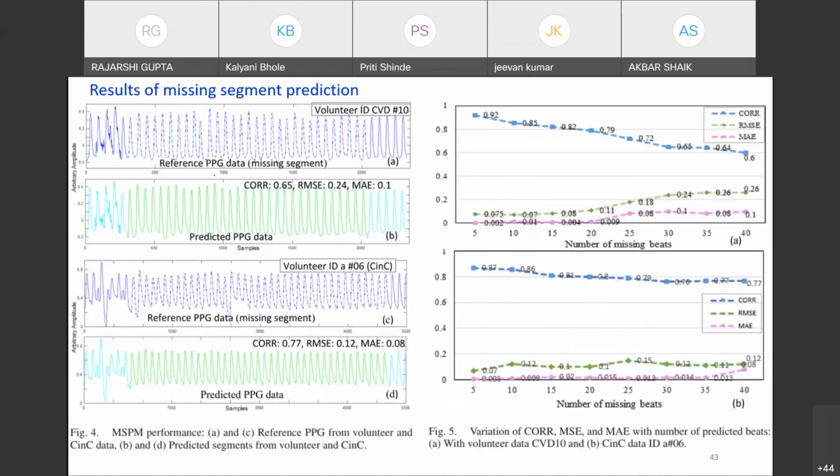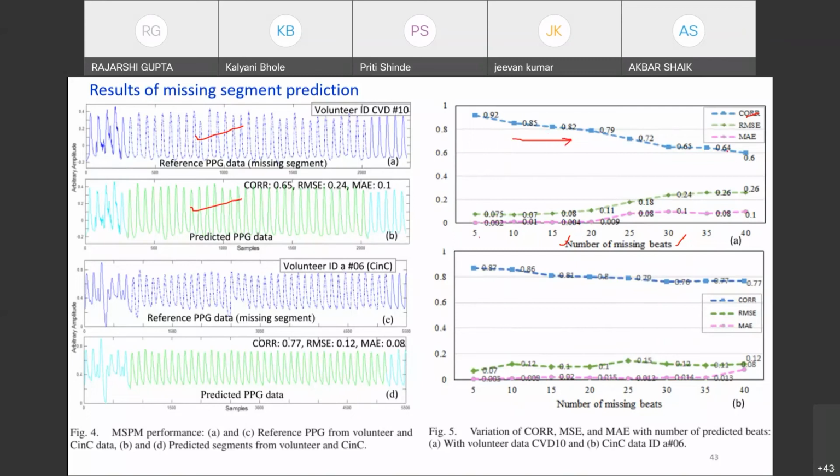So here I am showing, as the number of missing bits in the top chart increases, like 5, 10, 15, 20, you can see the correlation with the reference. Here we have the reference PPG data, and this is the predicted PPG data in green color. If we plot the reference data and make a correlation between the predicted PPG and the reference PPG, as the number of bits increases, naturally the correlation will fall.